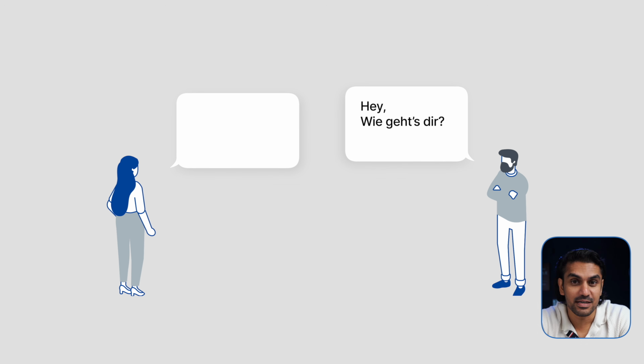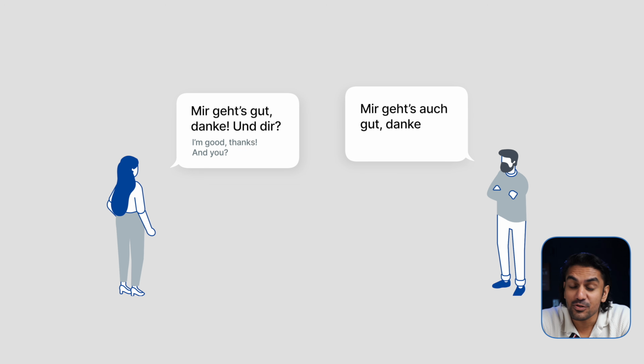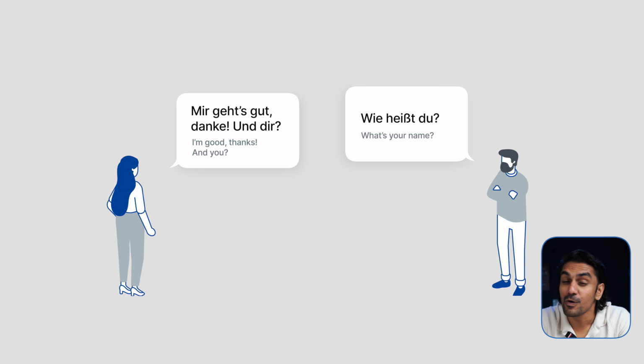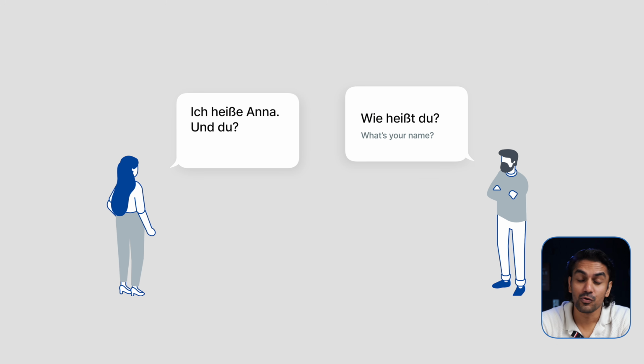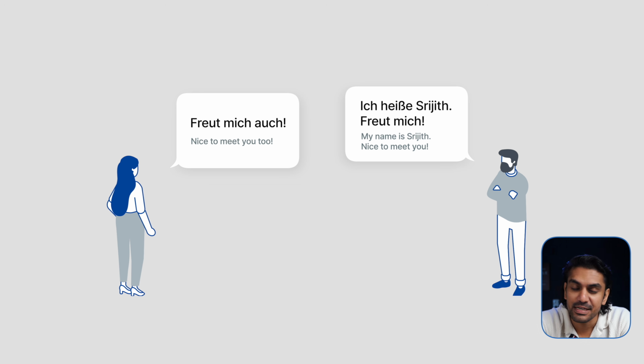Hey, "Wie geht's dir?" How are you? "Mir geht's gut, danke. Und dir?" I'm good, thanks. And you? "Mir geht's auch gut, danke." I'm good too, thanks. "Wie heißt du?" What's your name? "Ich heiße Anna. Und du?" My name is Anna. And you? "Ich heiße Srijit. Freut mich." My name is Srijit. Nice to meet you. "Freut mich auch." Nice to meet you too.